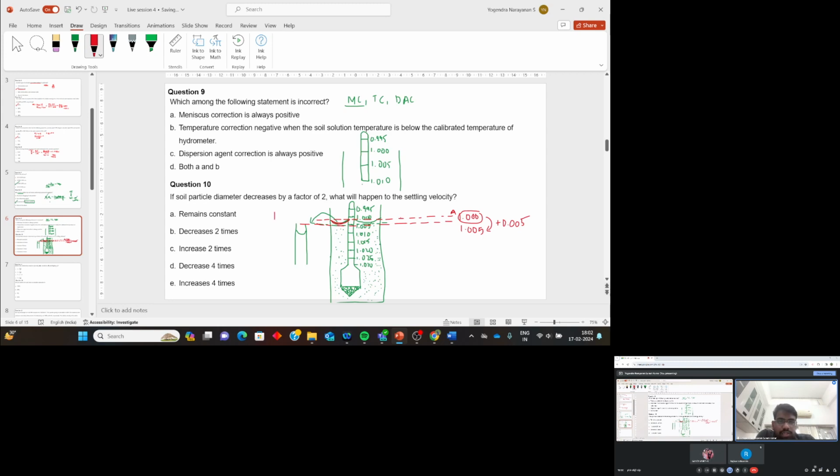You will note down your value as 1.000. But the actual value will be this part, line B, which is actually 1.005. So the value you have noted down is 1.000, and the actual value is 1.005. So you will be adding 0.005 to your reading. So this is the correction. So this correction will always be possible.